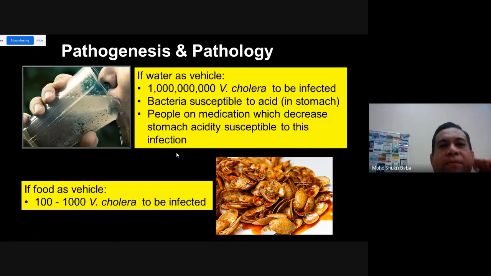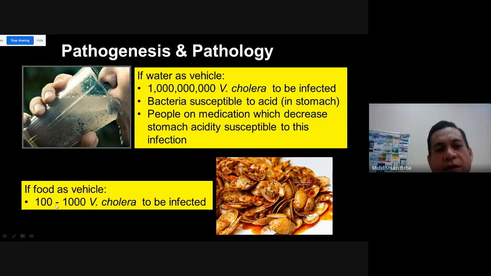Alright, the pathogenicity and pathology. Okay, so what happened is that if water is the vehicle of the Vibrio cholerae, that Vibrio cholerae must contain 1,000 million cells to be infected, and bacteria susceptible to the acid in the stomach, and people on medication with decreased stomach acidity susceptible to this infection. Okay, if the food is a vehicle for Vibrio cholerae, so you need only 100 to 1,000 Vibrio cells saja to be infected.